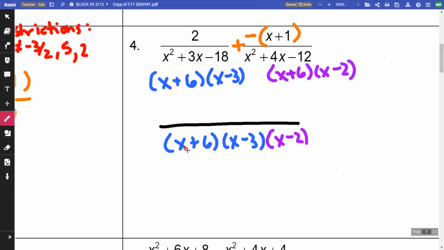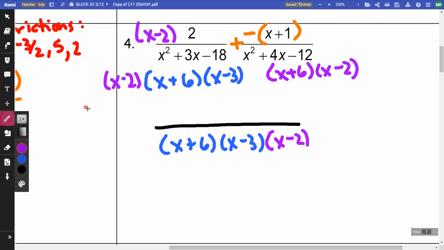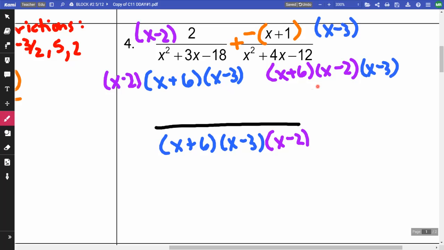So for my first fraction here, I am missing the x minus 2. So I'm going to multiply top and bottom by x minus 2. Okay, so I'm going to multiply this by x minus 2 and this by x minus 2. And then on the other side, I am missing this x minus 3. That's not here. So I'm going to multiply this by x minus 3 and this by x minus 3. And then I'm going to clean that up.